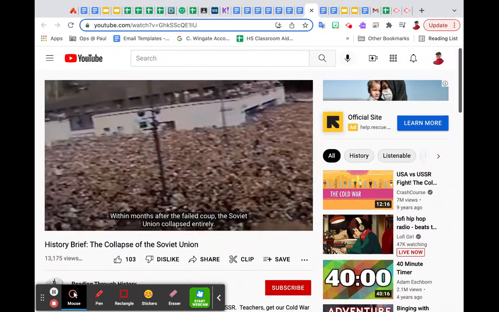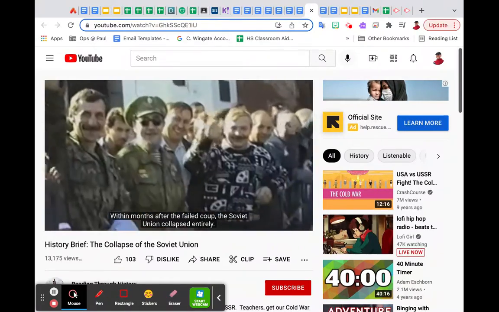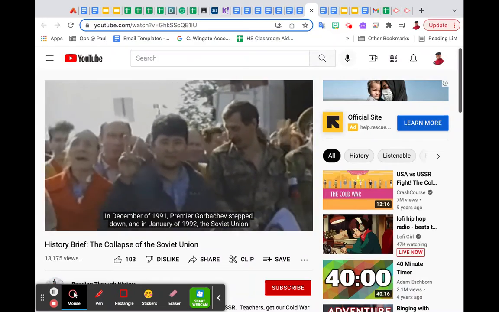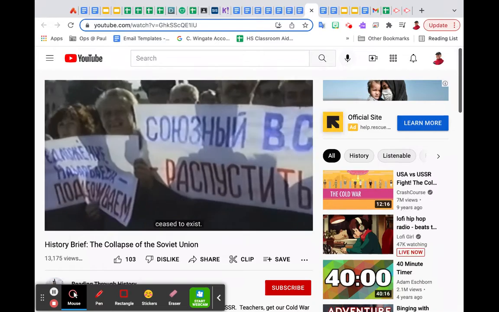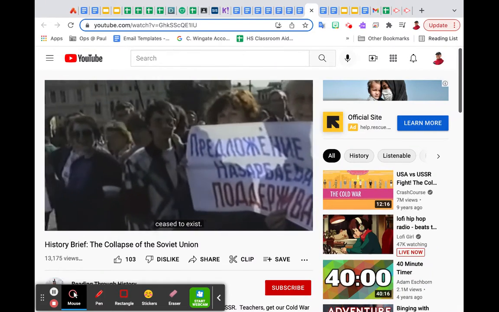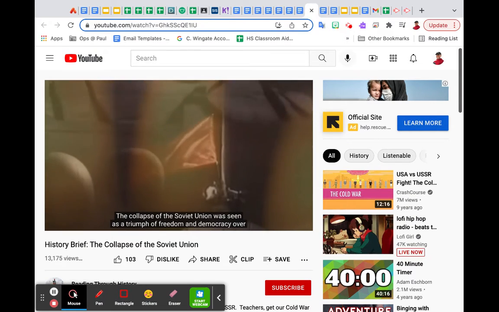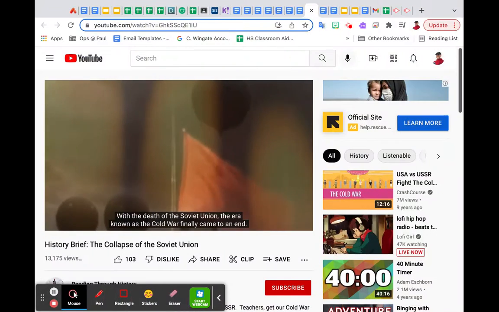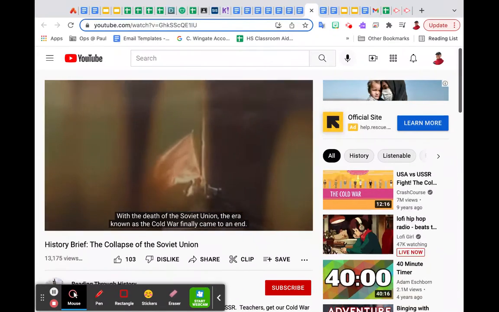Within months after the failed coup, the Soviet Union collapsed entirely. In December of 1991, Premier Gorbachev stepped down, and in January of 1992, the Soviet Union ceased to exist. The collapse of the Soviet Union was seen as a triumph of freedom and democracy over totalitarianism. The death of the Soviet Union finally brought an end to the era known as the Cold War.